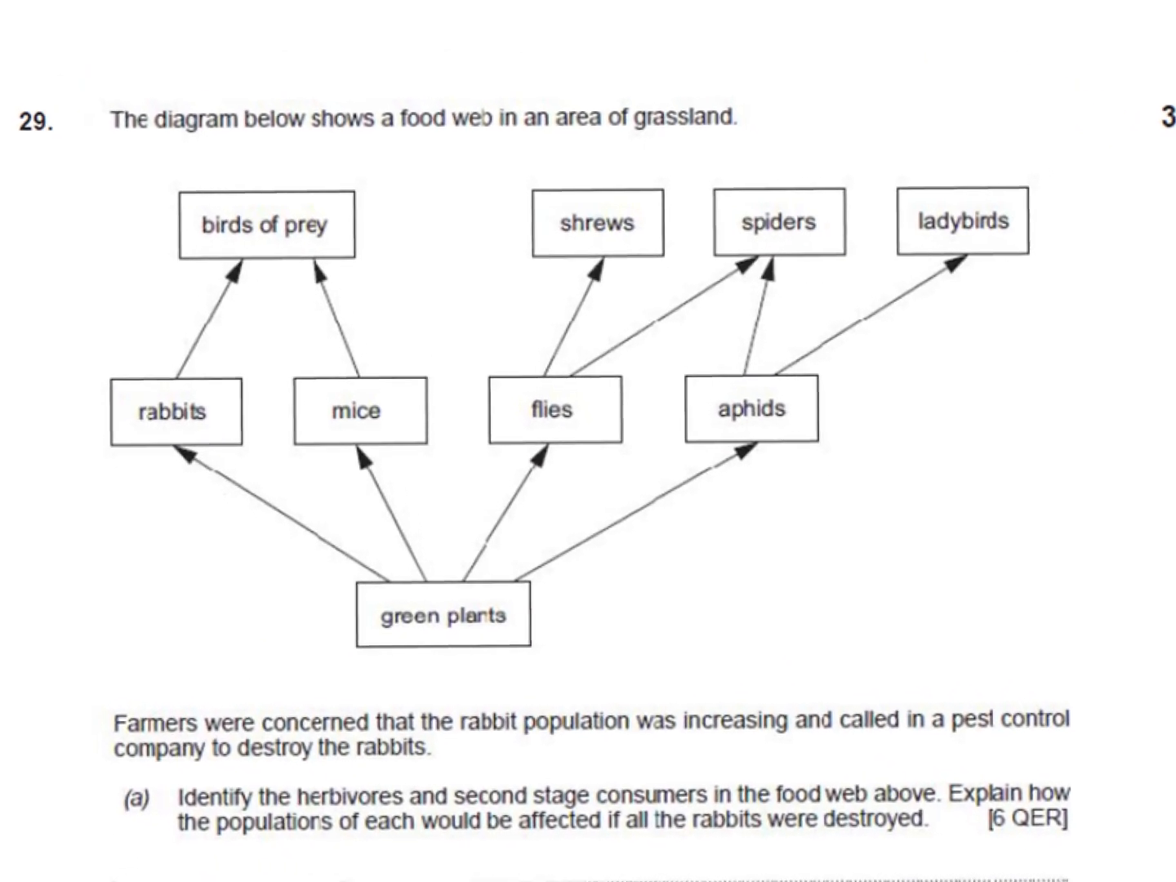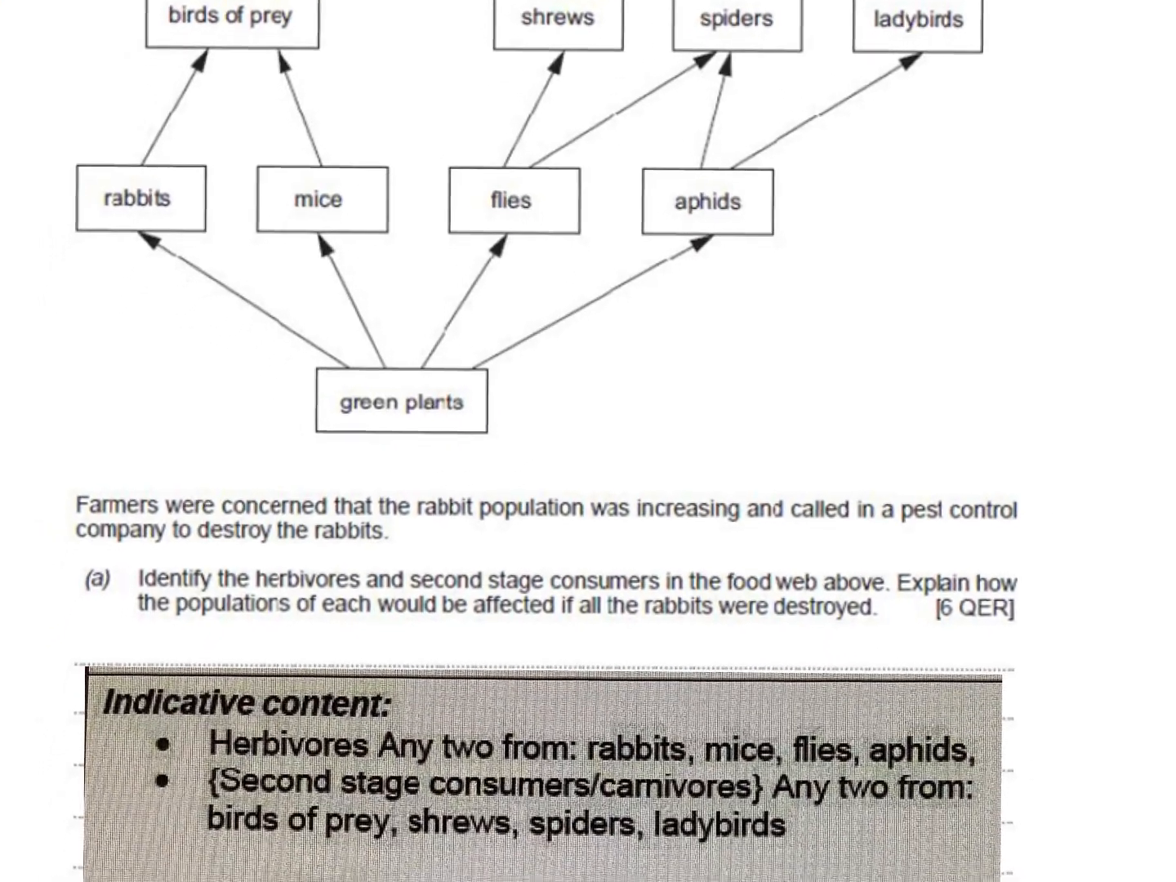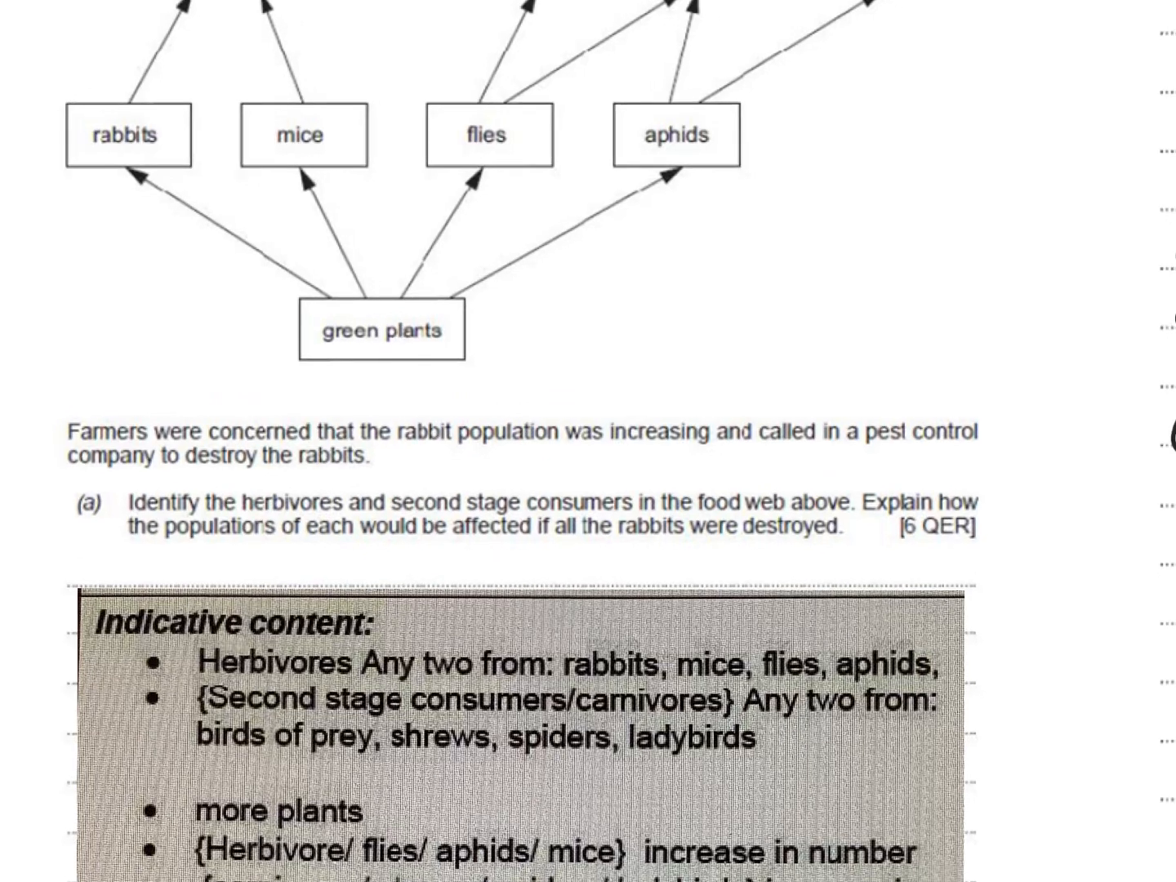Okay, so in the first 6 marker, we're given a food web in an area of grassland. So we can see the producers with green plants, and then we have our first stage consumers. We're asked to identify the herbivores and second stage consumers in the food web above, and then explain how the populations of each would be affected if the rabbits here were destroyed. So what's really important, we're going to split this into 2 parts.